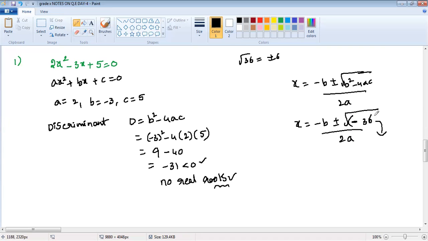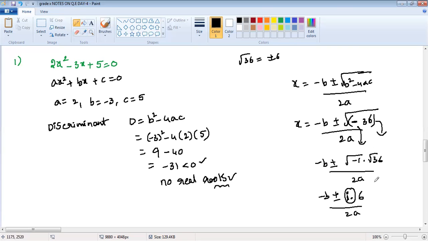A negative cannot be taken out in real numbers. When you take it out, you get minus b plus or minus the square root of minus 1 into root 36, by 2a. Then minus b plus or minus iota, for imaginary, into 6 by 2a. But iota is not in real numbers; it is in complex numbers. So that is why they say no real roots exist.